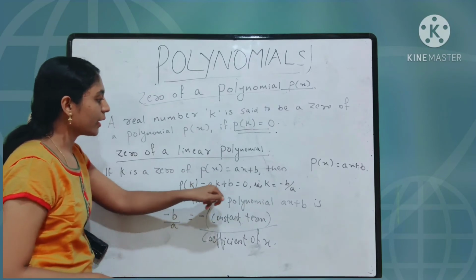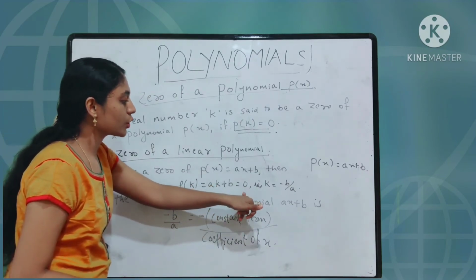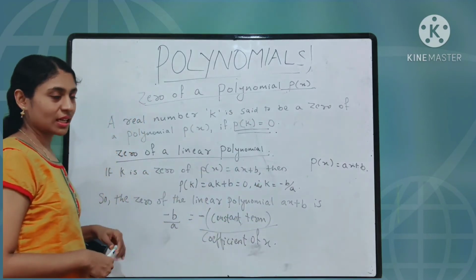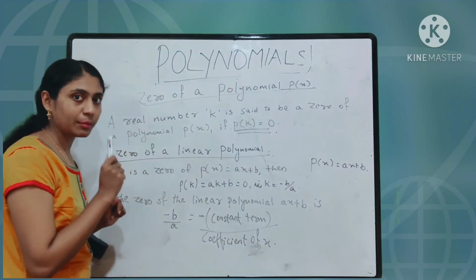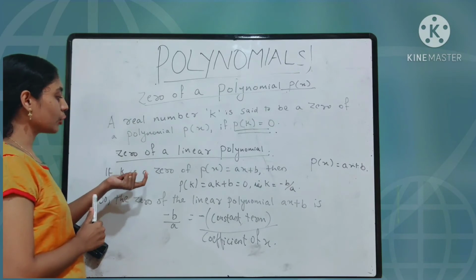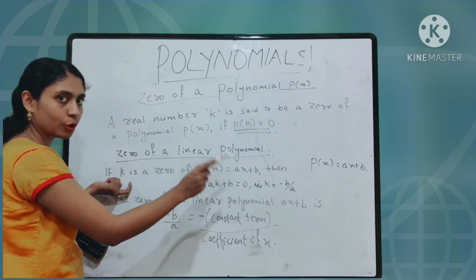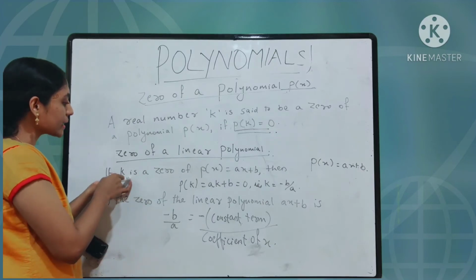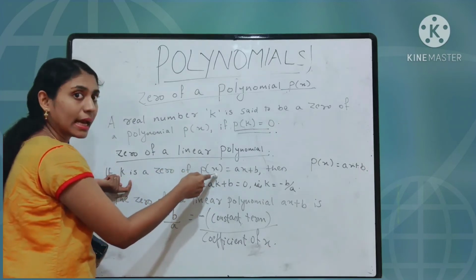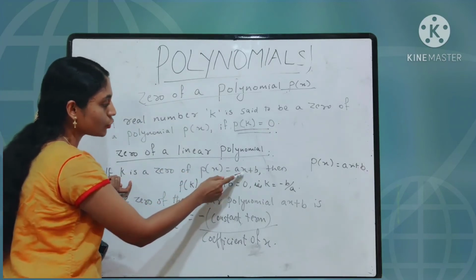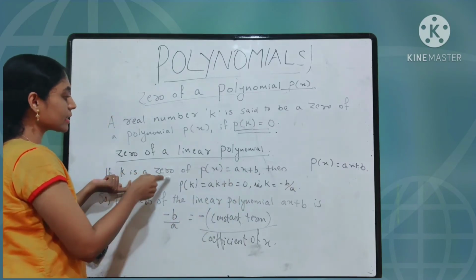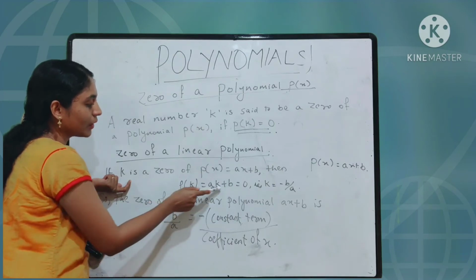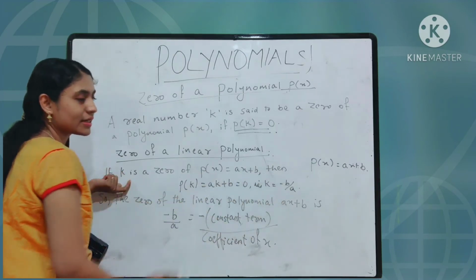So p of k equal to ak plus b, which is equal to 0. From here we will get k is equal to minus b by a, right? We are defining 0 of a linear polynomial, right? So if k is a 0 of a linear polynomial p of x is equal to ax plus b, then p of k is equal to, substituting k instead of x, ak plus b, and it is given that it is a 0 of p of x. So it is equal to 0. From here we will get the value of k, which is equal to minus b by a.